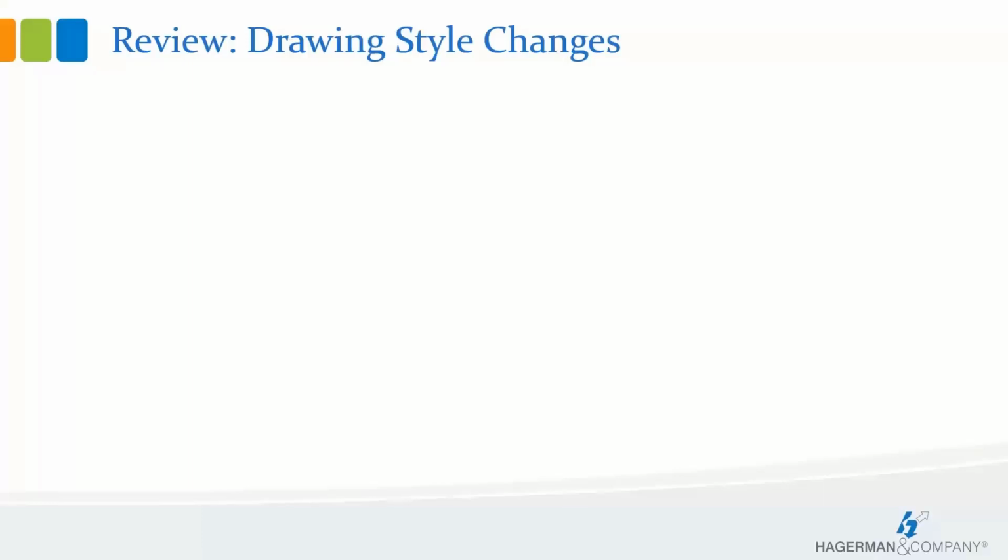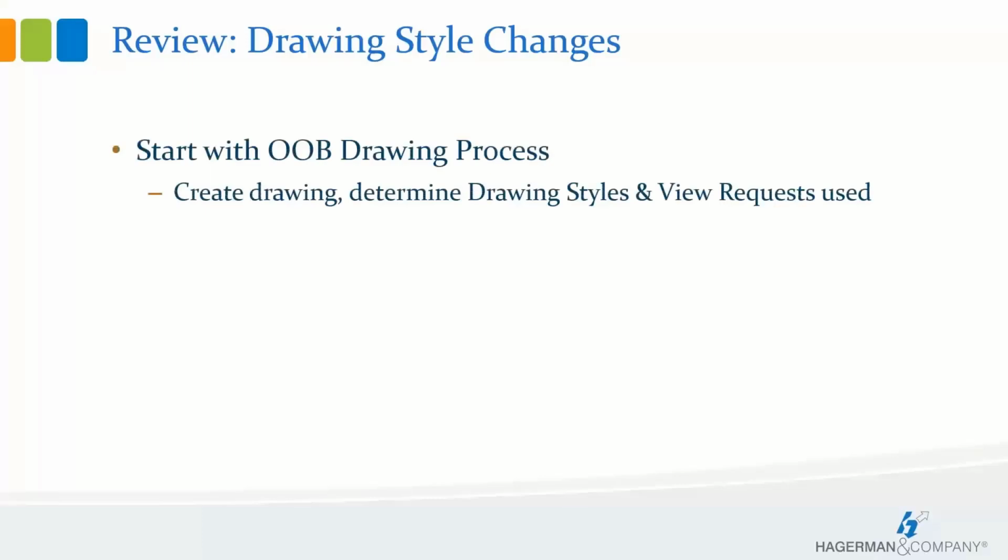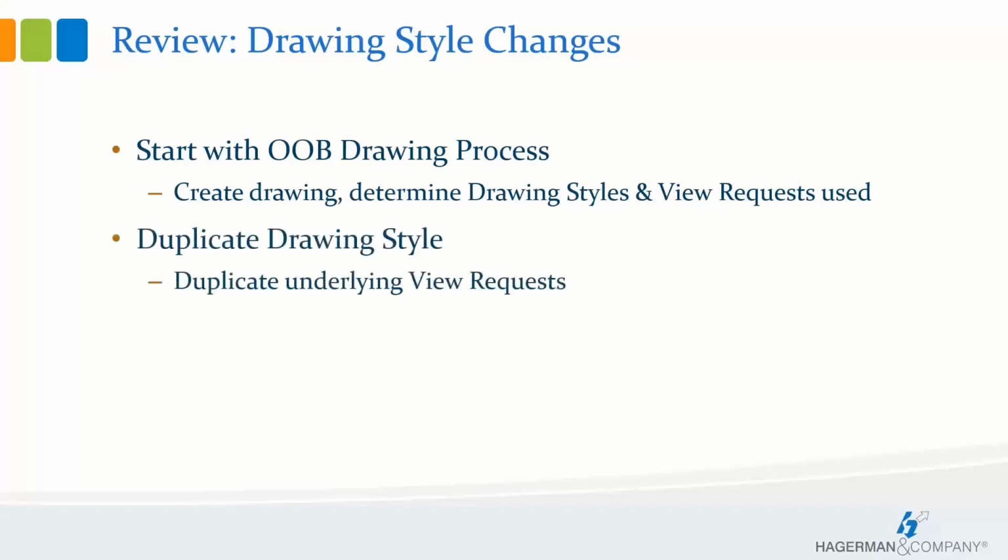Okay, that was quite a few steps there, so let's review what we did. We started with an out-of-box drawing process. We reviewed the drawing, determined which drawing styles were used. We did that by double-clicking on the boundary box for all views. Based on that, we created a new drawing style, as well as new view requests that are stored underneath it.